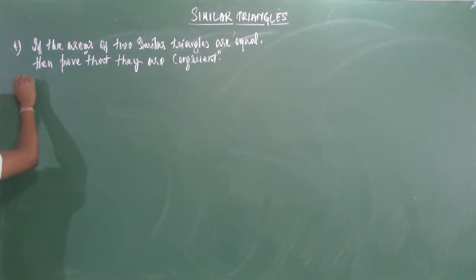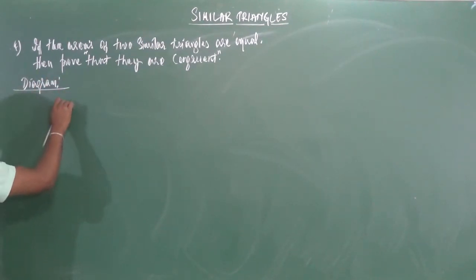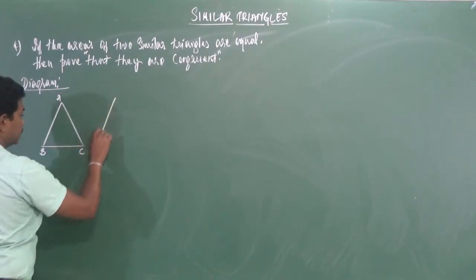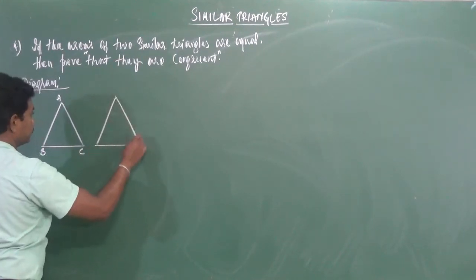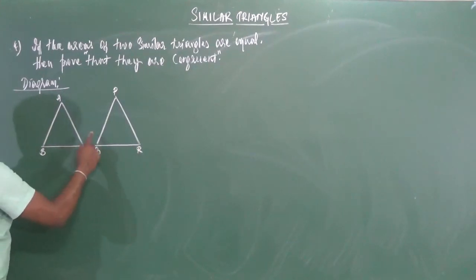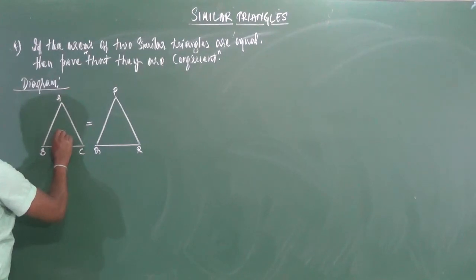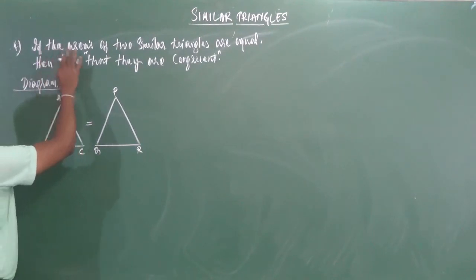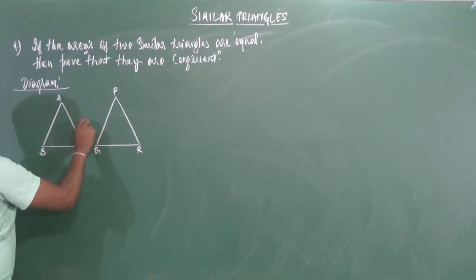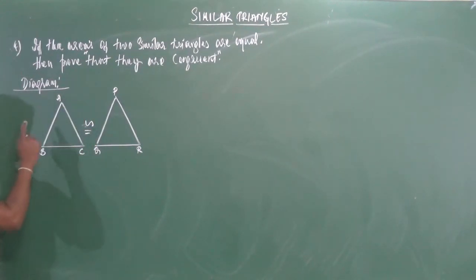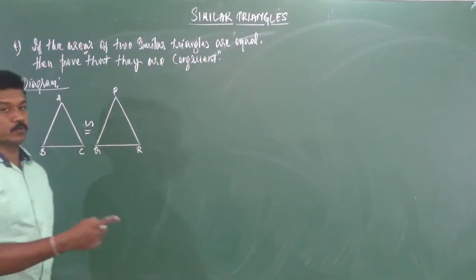So let us get into a diagram. Very important. Let us take 2 similar triangles, triangle ABC and triangle PQR. Here both the triangles' areas are equal. So area of triangle ABC is equal to area of triangle PQR, and also they are similar. We have to prove the triangles as congruent.